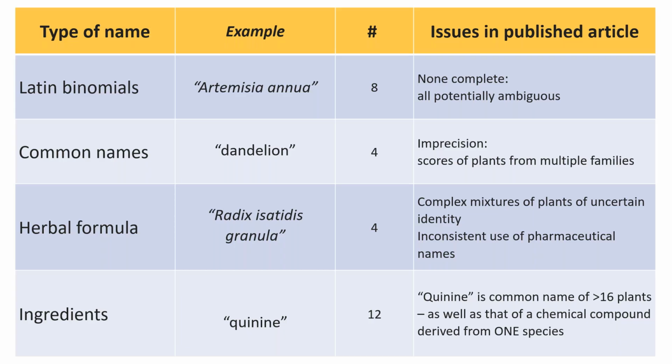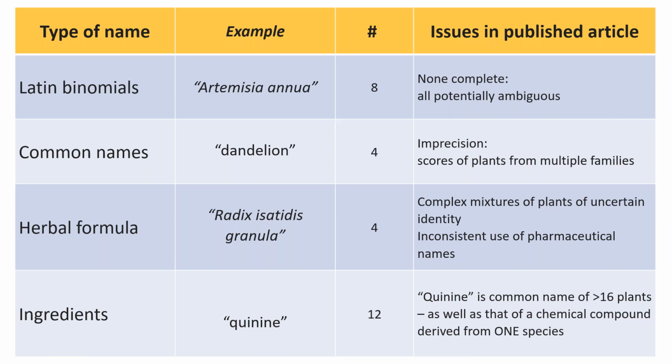And we found, she found, that there are 8 Latin binomials, such as Artemisia annua, but none of these were complete. They all lacked an author, which, as I've explained to you, leads them to be potentially ambiguous. There were 4 common names, such as dandelion, and this is an astonishing level of imprecision. The number of plants that are called dandelion around the world is just immense, and which one of those they are actually suggesting might have some value is really in the lap of the gods.